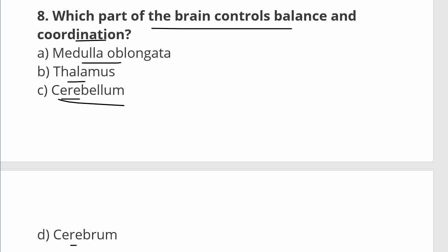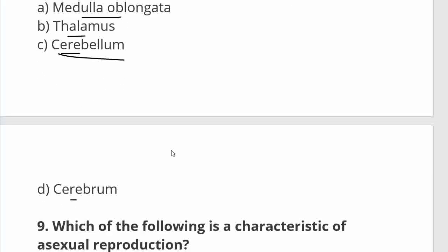Cerebellum. The cerebellum is responsible for controlling balance, coordination, and fine motor skills. It processes information from the sensory system and adjusts movement to ensure smooth, coordinated actions.